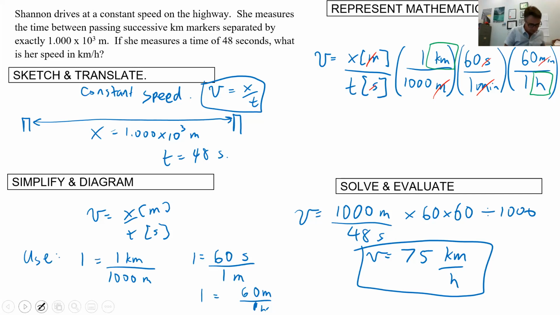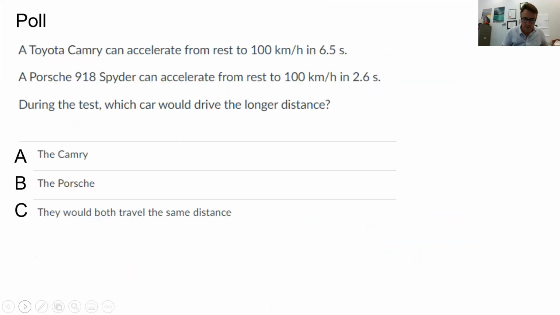I wanted to do another poll. Poll time. So it's sort of interesting. A Toyota Camry can accelerate from rest to 100 kilometers per hour in 6.5 seconds. A Porsche 918 Spyder can accelerate from rest to 100 kilometers per hour in 2.6 seconds. They test these cars by having whoever's in there step on the gas and go as fast as they can, and they time how many seconds it takes to get up to highway speeds, 100 kilometers per hour. Since the Porsche has much better acceleration and a stronger engine, it gets up to that speed in 2.6 seconds.